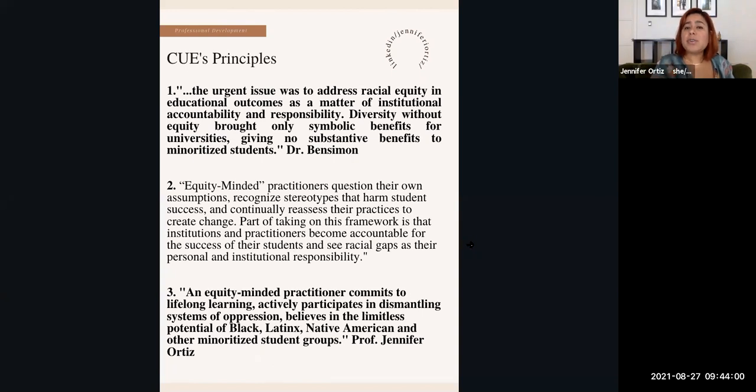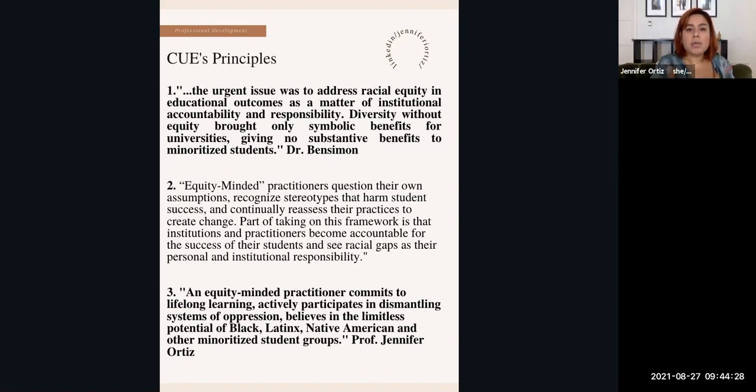These are some of the Center for Urban Education's principles that also guide my work, or guide the curriculum I'm going to show you today. Number one, the urgent issue was to address racial equity in educational outcomes. So this is where the data comes in. As a matter of institutional accountability and responsibility, diversity without equity brought only symbolic benefits for universities, giving no substantive benefits to minoritized students. And again, I've given you some examples of that.